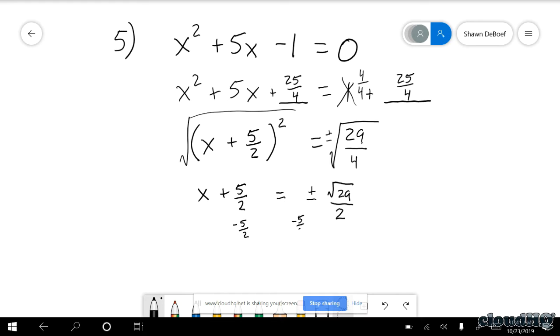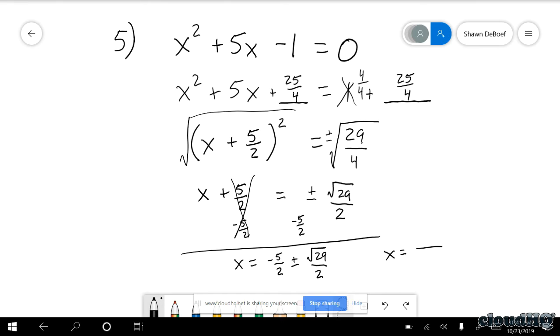So subtract 5 halves. X equals negative 5 halves plus or minus the square root of 29 over 2. I could leave the answer like that, and that's acceptable. But because they're both fractions with a common denominator, it's more common that we would write it as one fraction with the denominator of 2, and the numerator would read negative 5 plus or minus the square root of 29.